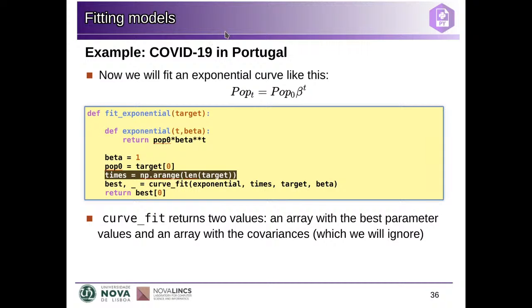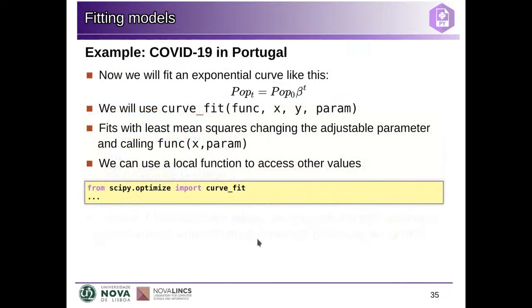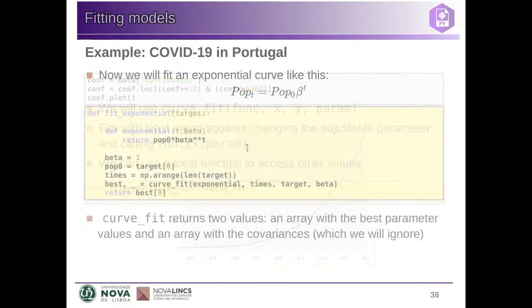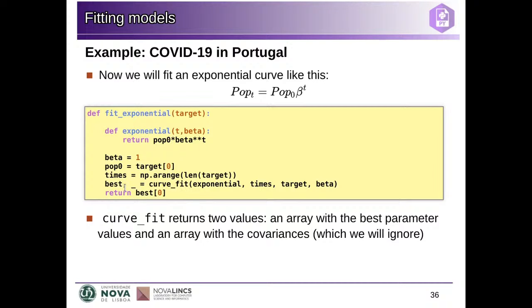Now we're going to create this vector of time. So basically we are going to consider that the first day is day 0, then day 1, and so forth. And we will use the function curve fit to fit our exponential function at these times and try to approximate the target values, which are the actual number of infected people that we have in our data.